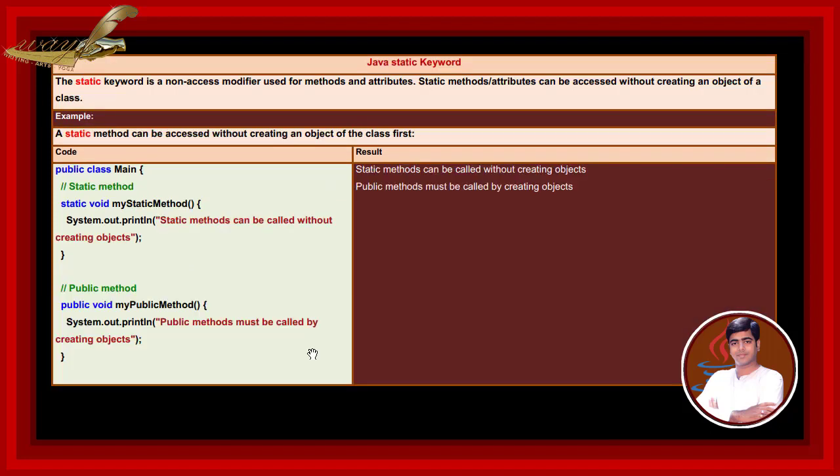Java static keyword. The static keyword is a non-access modifier used for methods and attributes. Static methods or attributes can be accessed without creating an object of a class. See the example, a static method can be accessed without creating an object of the class first.